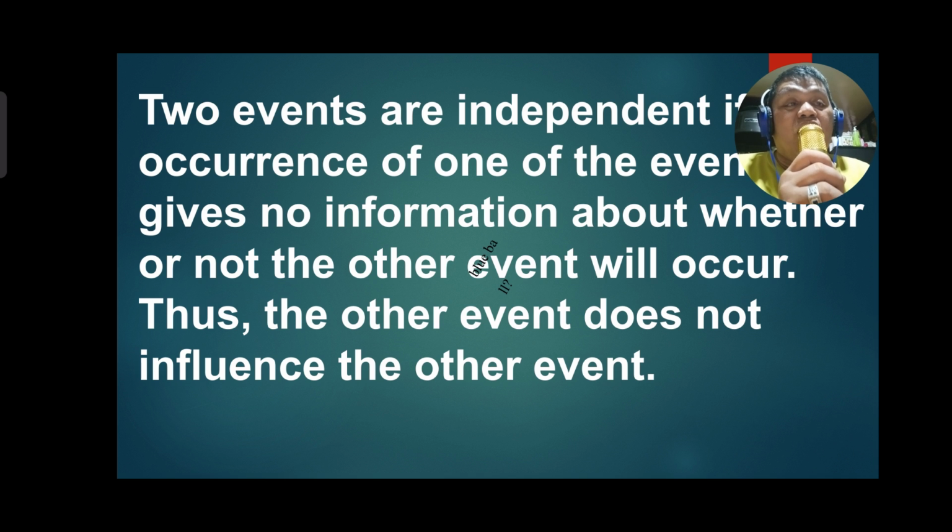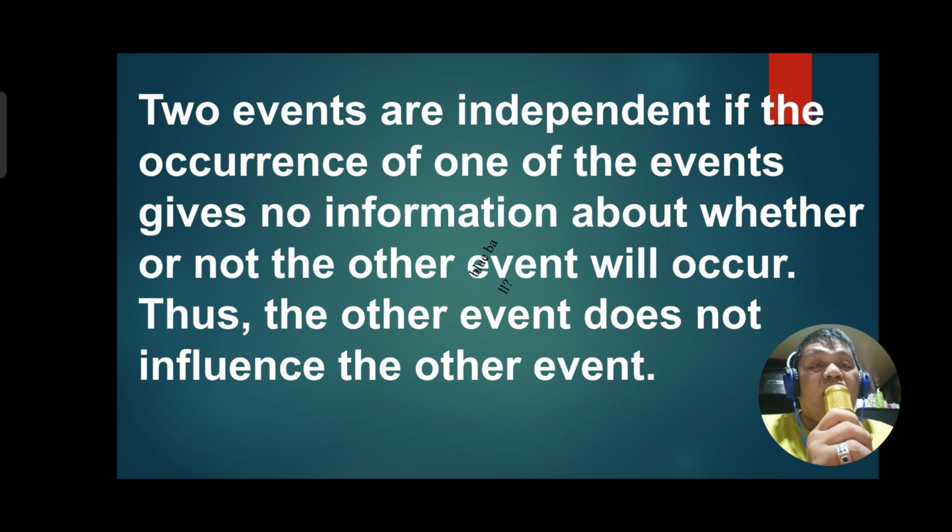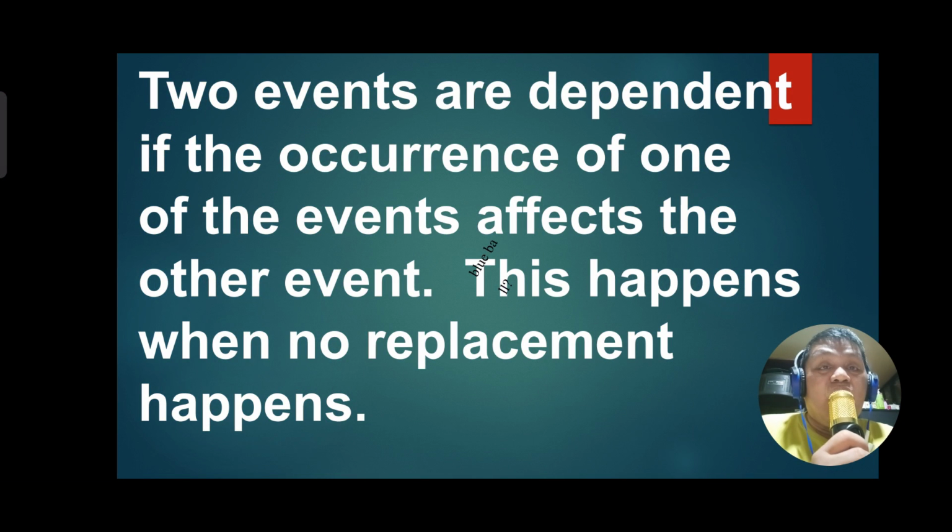We have two events are independent if the occurrence of one of the events gives no information about whether or not the other event will occur. Thus, the one event does not influence the other event. So that is an independent event. And we have two events are dependent if the occurrence of one of the events affects the other event. This happens when no replacement happens.